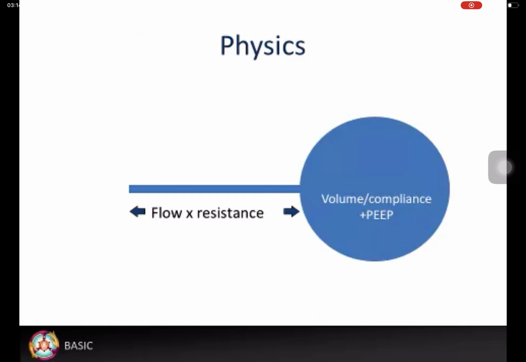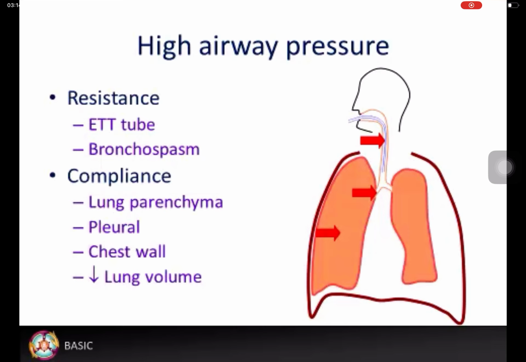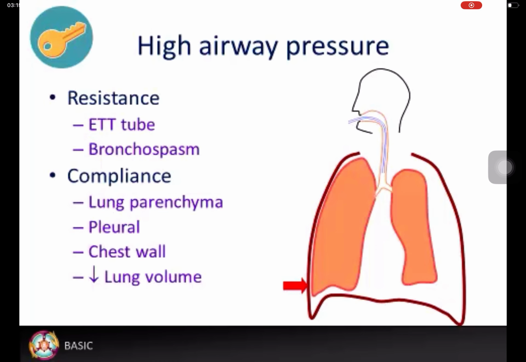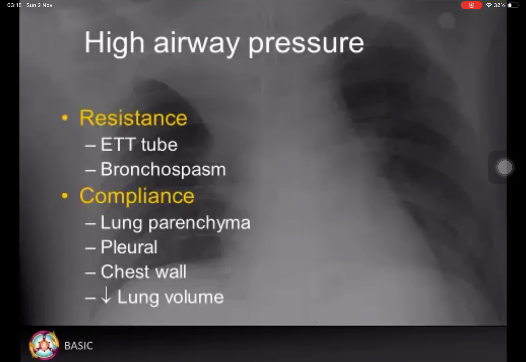Returning to our lung model, we can see that the problem may be a problem of high resistance, low compliance, or both. High resistance may be due to kinking or blockage of the ET tube or due to bronchospasm, while low compliance may be due to decreased parenchymal compliance due to parenchymal disease, decreased pleural compliance, for example, due to a pneumothorax, decreased chest wall compliance, for example, due to the patient fighting the ventilator, or decreased ventilated lung volume, for example, due to a lobar collapse, or an endobronchial intubation.